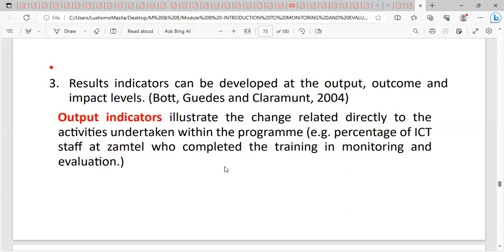it could be that the people who enrolled for the training, there were 10 of them. Out of 10, 7 completed the training. So we are going to do 7 divided by 10 times 100 to find the percentage. And that will be 70%. So that is the percentage of Zamtel staff who completed the training in monitoring and evaluation. So that is how it is put.